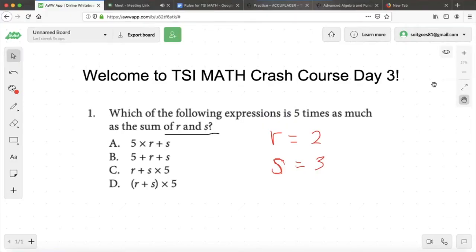So if I said, which of the following expressions is 5 times as much as the sum of 2 and 3? Well, what's the sum of 2 and 3? 5. 5. And what would be 5 times that much? 25. 25, right? So when R is 2 and S is 3, we get a value of 25. Does that make sense? Yes. All we've got to do now is take these values for R and S, plug them into the answer choices, and the correct answer choice will give us 25. Has to. Does that make sense? Yes.